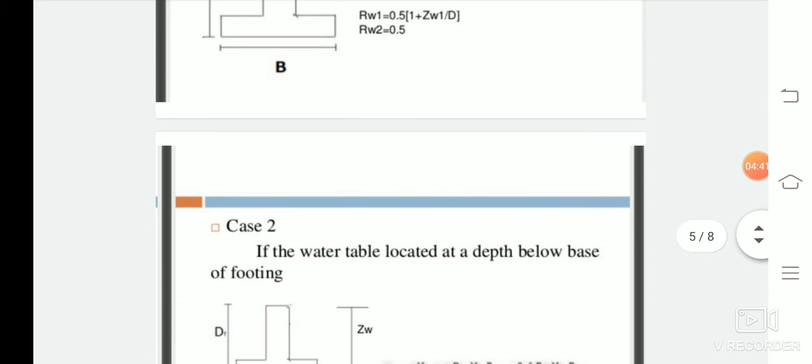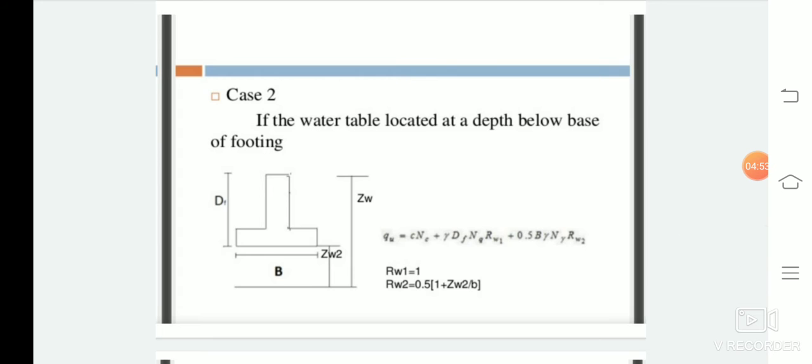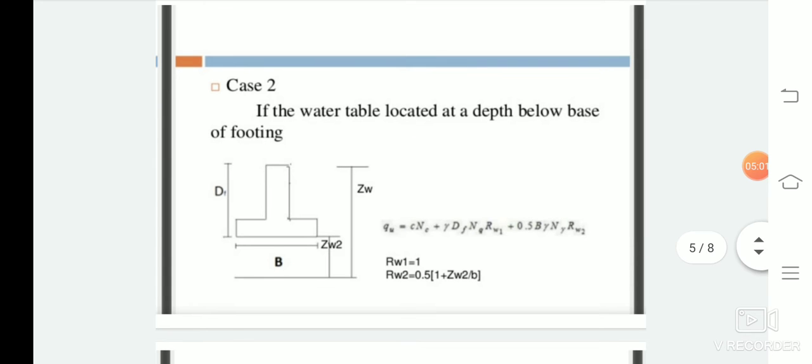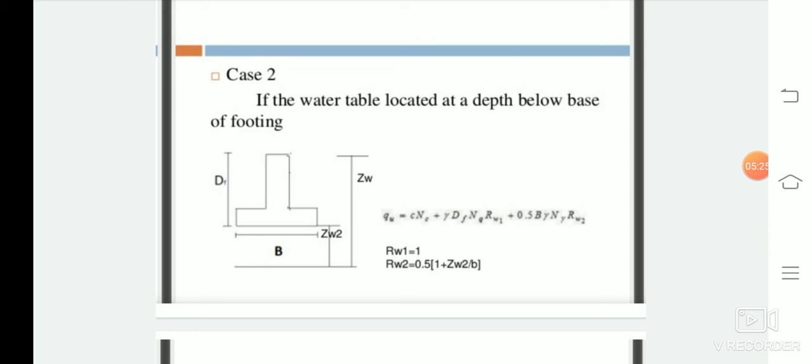Hence the equation of the bearing capacity becomes Qu = cNc + γ Df Nq Rw1 + 0.5 γ B Nγ Rw2. Here comes the next case, case number 2, where the water table is located at a significant depth below the base of the footing. So here Zw2 is the depth of the water table from the base of the footing. So here the value of Rw1, or reduction factor 1, will be 1, and the value of reduction factor 2 will be 0.5 multiplied by (1 + Zw2/B), where B is the width of the footing and D is the depth of the footing. This is applicable in the bearing capacity equation Qu = cNc + γ D Nq Rw1 + 0.5 γ B Nγ Rw2 for a water table situated at a depth of Zw2 from the base of the footing.